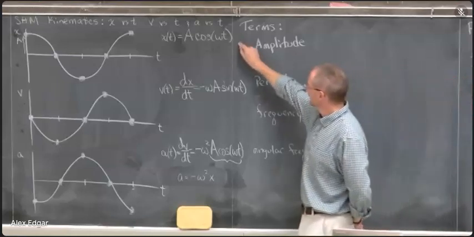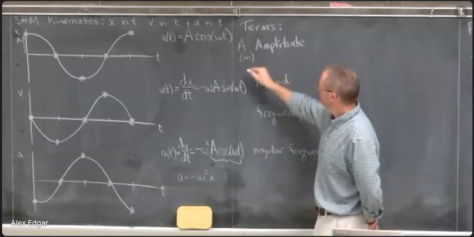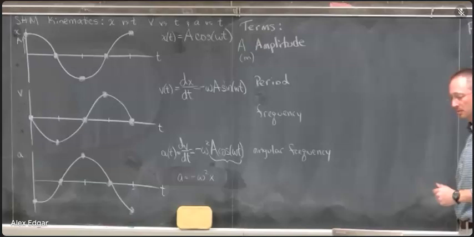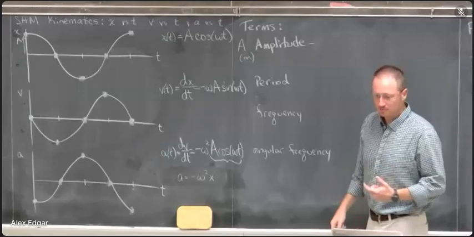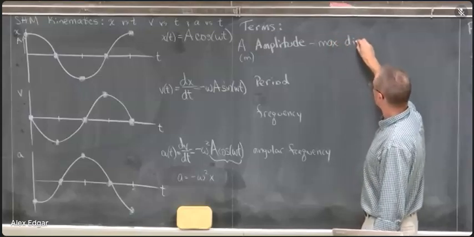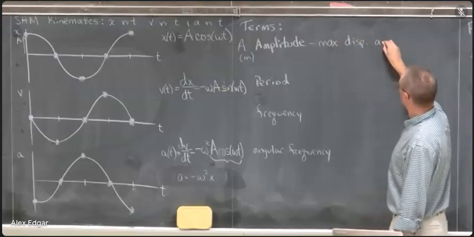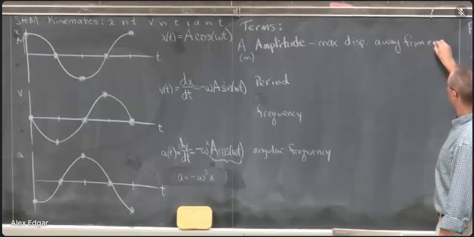We represent that with the letter A. That is measured usually in meters or possibly centimeters, and it is the distance away from equilibrium that the mass is at its maximum displacement. So this is maximum displacement away from equilibrium.